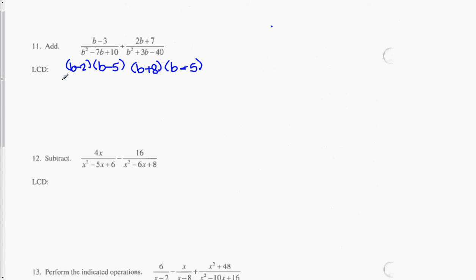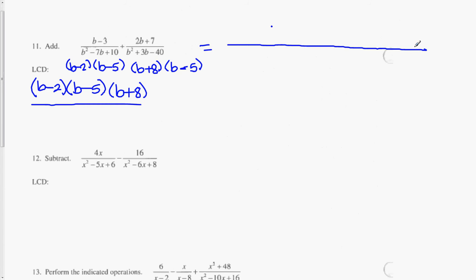Okay, so let's decide what my LCD is going to be. For my LCD, I'm going to write down whatever's in my first denominator, no matter what it is, because I know both of those have to be in there. And then I'm going to look at my second denominator, see if I've got everything. I don't have a b plus 8 in this denominator, so I'm going to add a b plus 8. I've already got the b minus 5 in there. So here's my LCD. So I'm going to come over here. I'll put my LCD in the bottom. b minus 2, b minus 5, b plus 8.